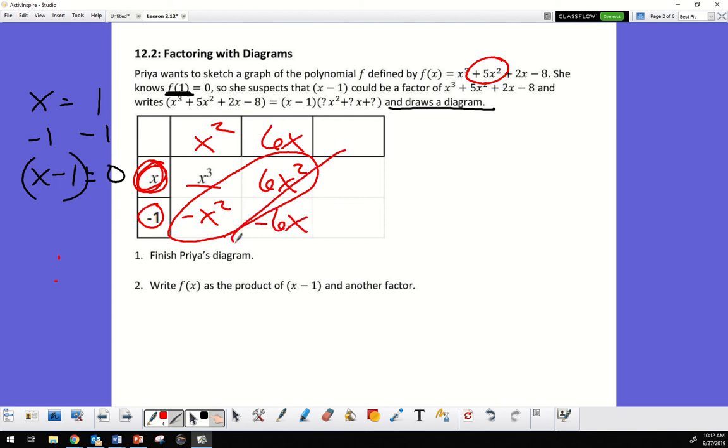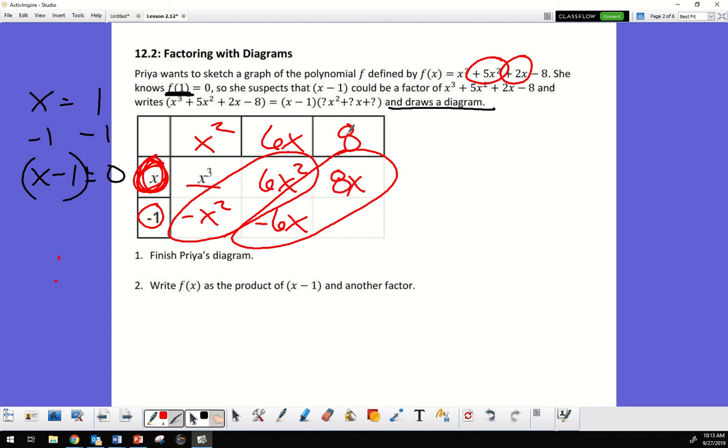Now, what's the next number I'm working with? Positive 2x. So given that positive 2x, what are we missing here? 8x. So it's positive 8x. So from that 8x, going back to this one right here, what am I missing on top? Positive 8, right? So positive 8.